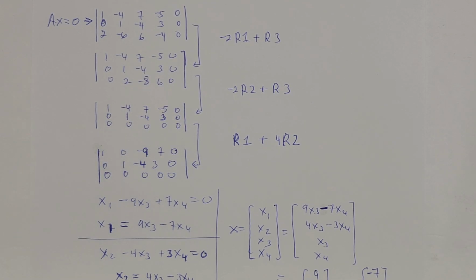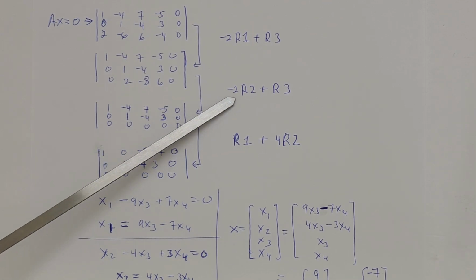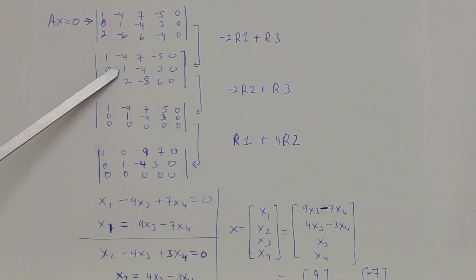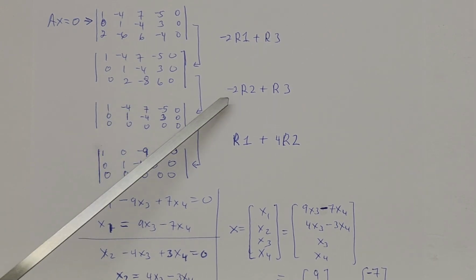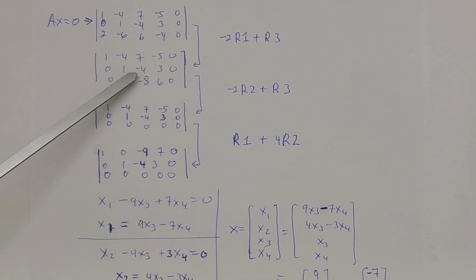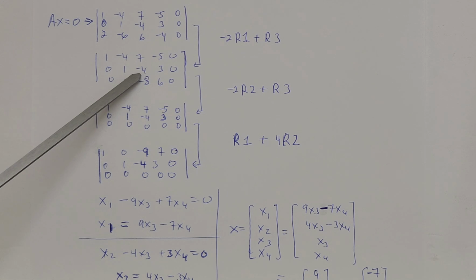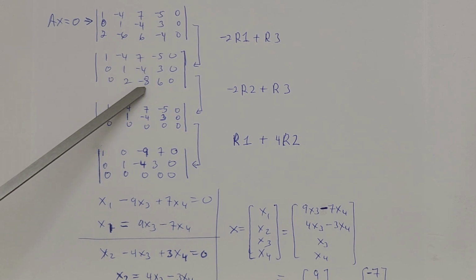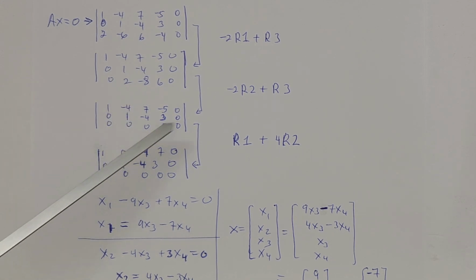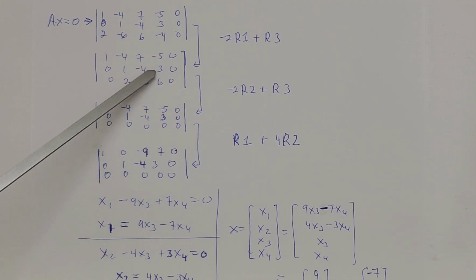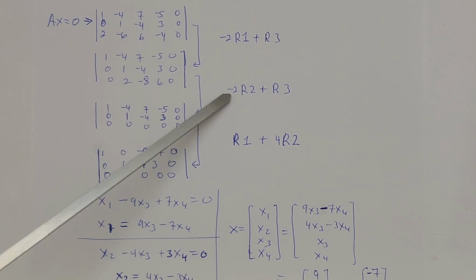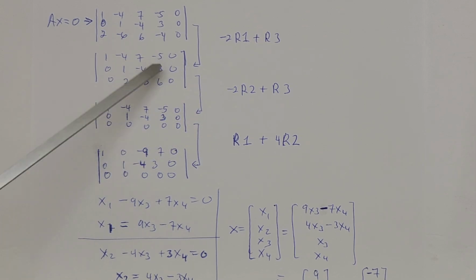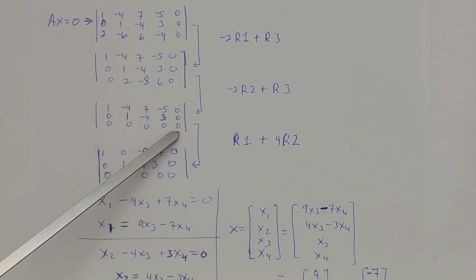So one more time. Negative 2 times 1 gives me negative 2, plus 2 gives me 0. Negative 2 times negative 4 gives me positive 8. 8 subtract 8 gives me this 0. Negative 2 times 3 gives me negative 6. Negative 6 plus 6 gives me this 0. Negative 2 times 0 is 0. 0 plus 0 is this 0.